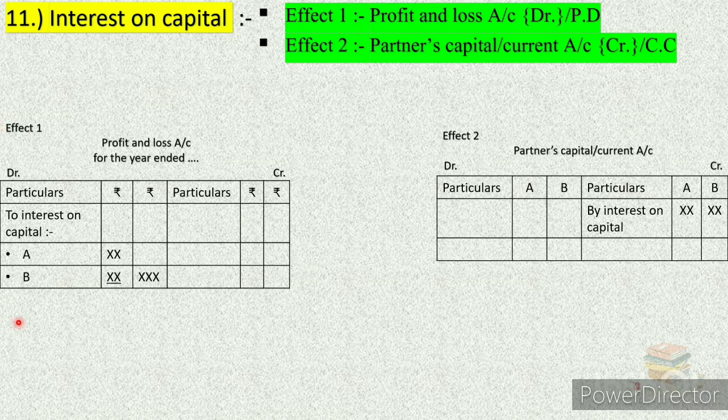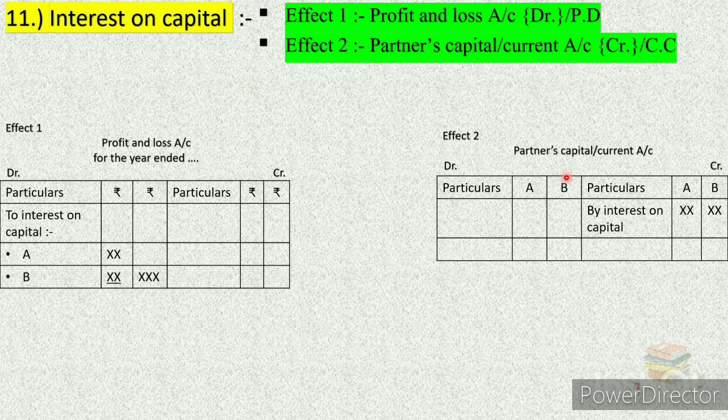In table view, it is shown like this: interest on capital. If A and B are the partners, A has this much interest, B has this much interest, we add them and write the total in the outer column. If there is only one partner, A, who receives interest on capital, then we write A's interest on capital, the amount in the outer column.